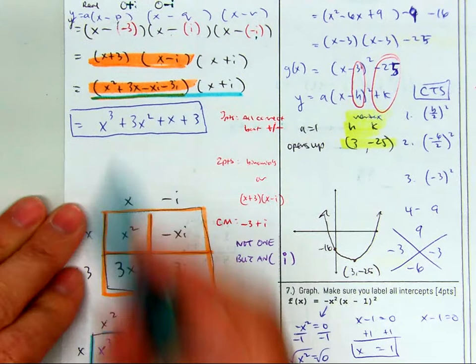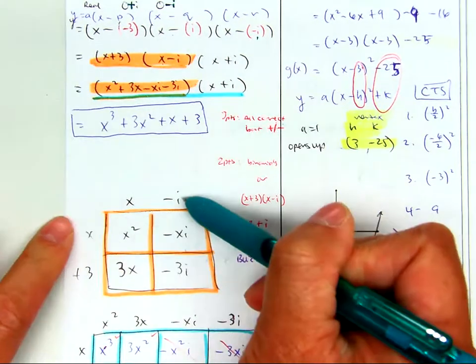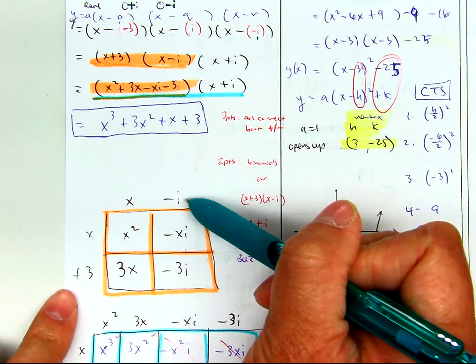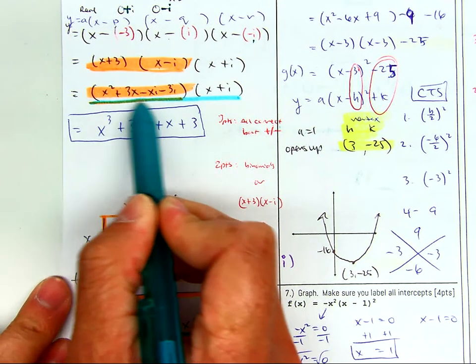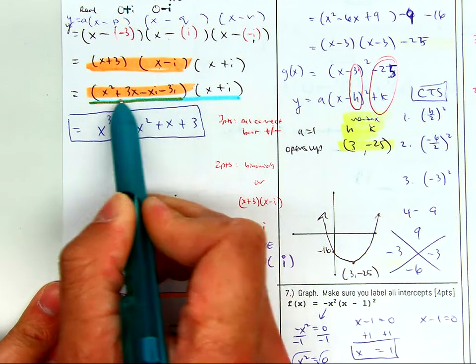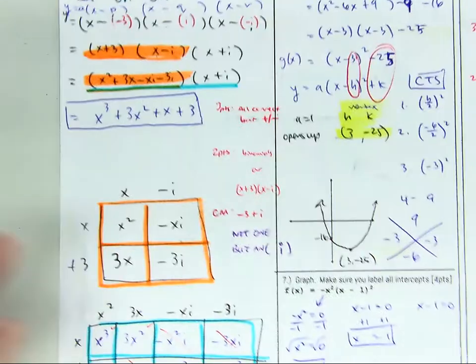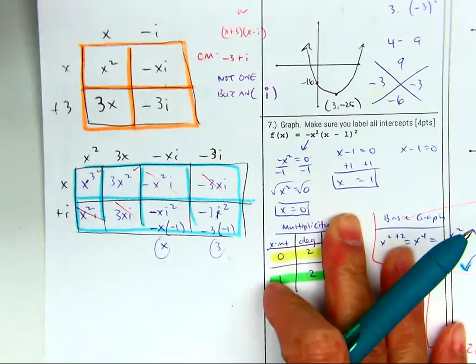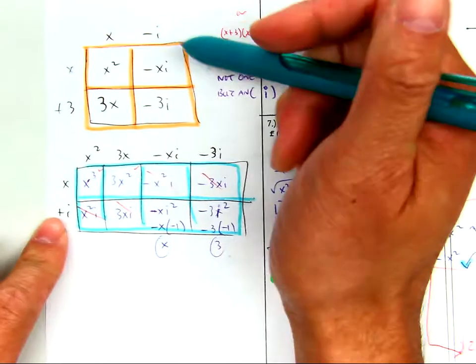So they're in orange, x plus 3 times x minus i, that becomes x squared, negative xi, 3x, and negative 3i. Then with these 4 terms here, 4 terms times 2 terms is going to be a box of 8. So in blue here, this is what I have here at the bottom. Again, if you multiply the binomials in a different order, our final answer will be the same.